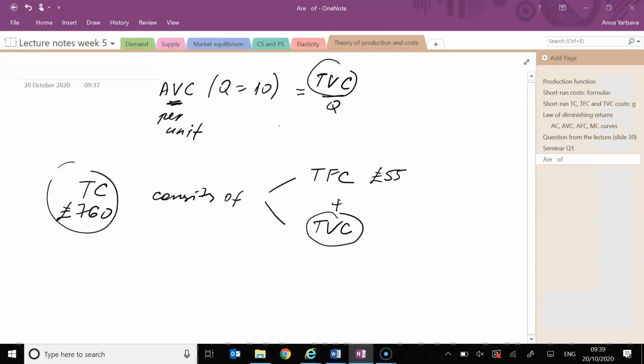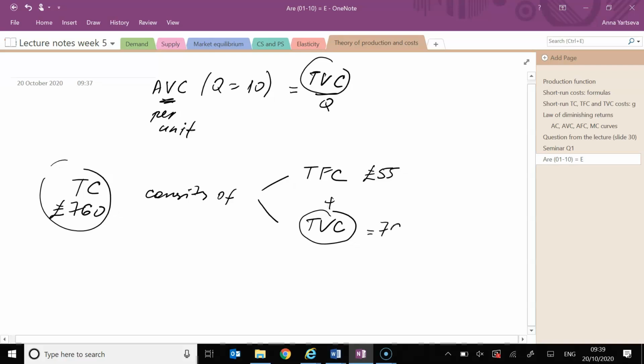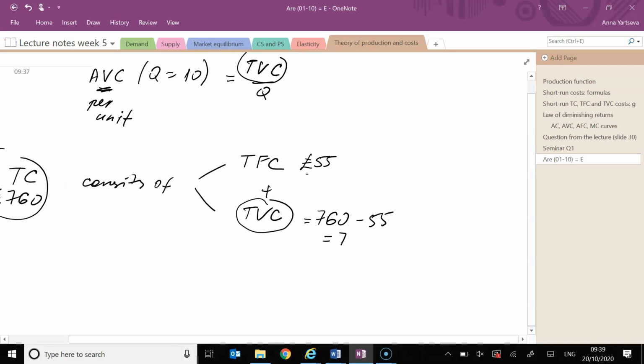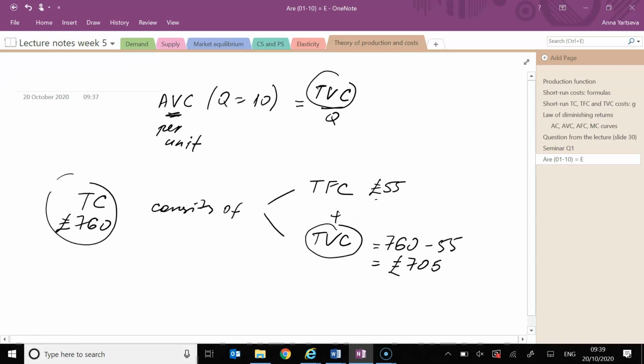And because we know both total and total fixed cost, we can then figure out what variable cost will be. So total variable cost will represent the difference between 760 and 55. If total is 760 and one part is 55, then the rest, the second part, will be 760 minus 55, which is 705 pounds. This is what we spend on our variable cost, our materials, our staff, our electricity bills, etc. 705 pounds. We incur this expenditure in order to produce 10 units.